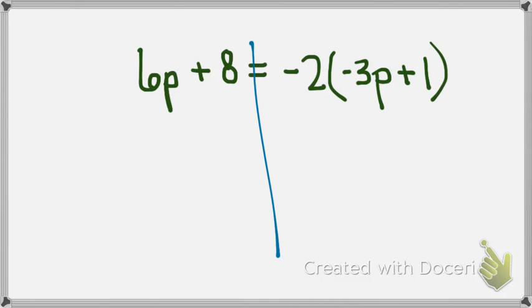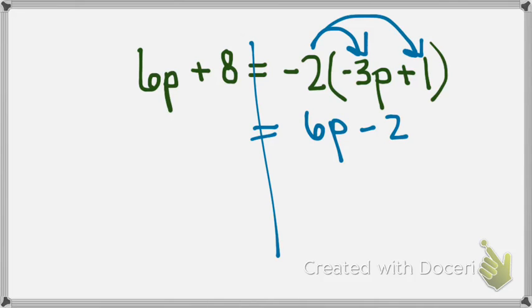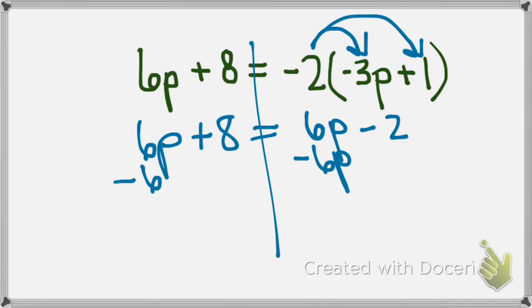All right, here it looks slightly different. So what we need to do is we need to distribute first. So negative 2 times 3p is negative 6p... negative 2 times negative 3 is positive 6p. Negative 2 times positive 1 is negative 2. Well, this problem is slightly different than ones that we just did because, let's see, if I want to get my bombs on the same side, I got 6p here, so I'd have to take it away. I got 6p here, I'd have to take it away. So I'm going to minus 6p both sides.